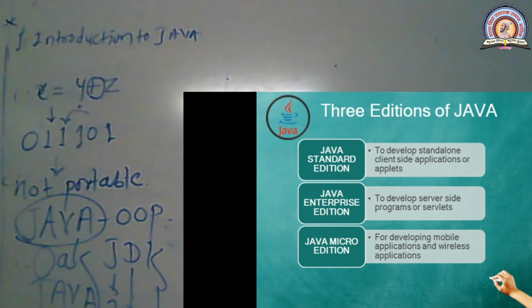So to develop standalone or client-side application programs, those called applets, we can develop those programs using Java Standard Edition. Then Java Enterprise Edition can be used to develop server-side programs or servlets. And the third one, the Java Micro Edition, can be used for developing mobile applications and wireless applications.